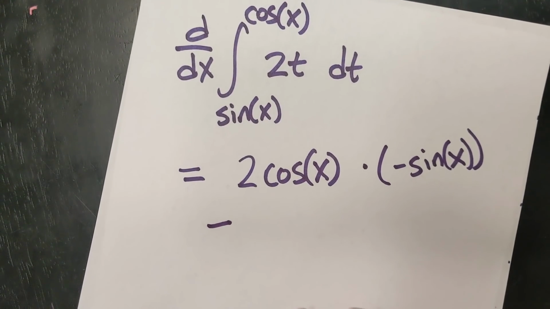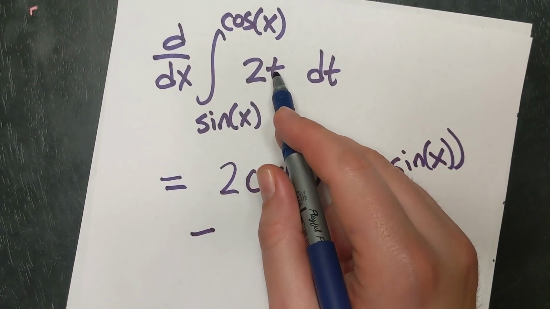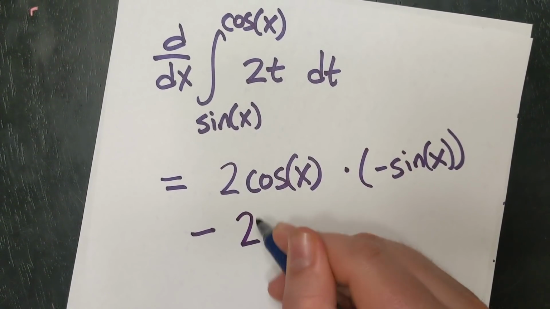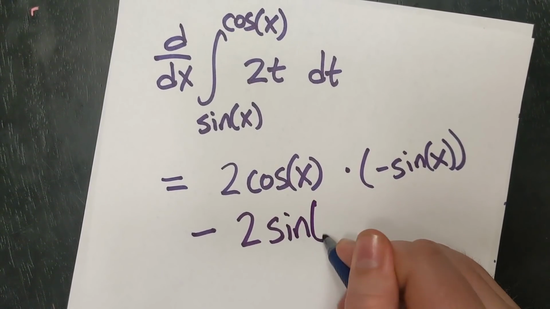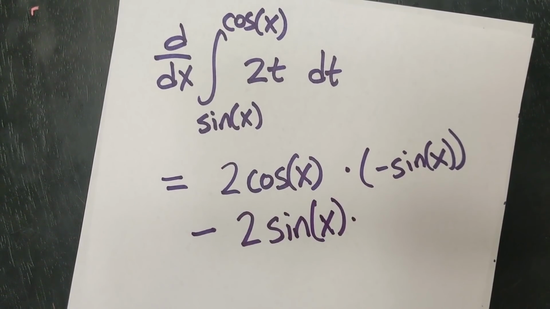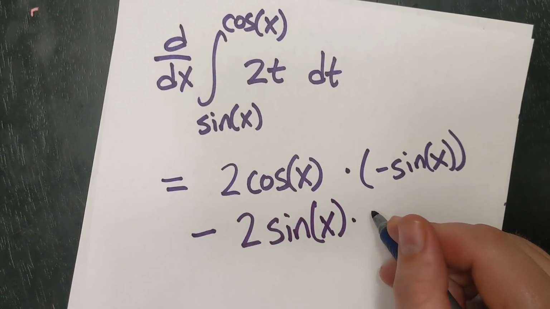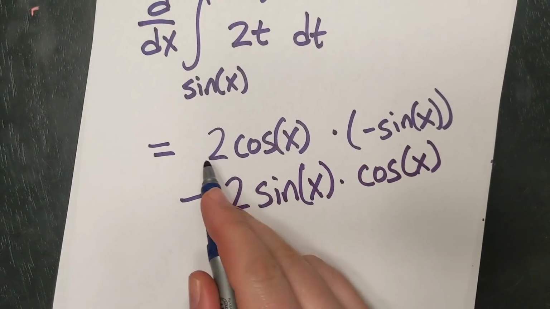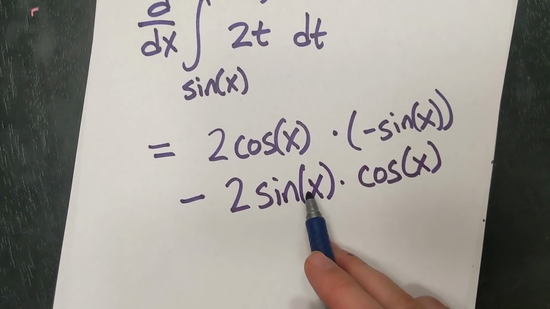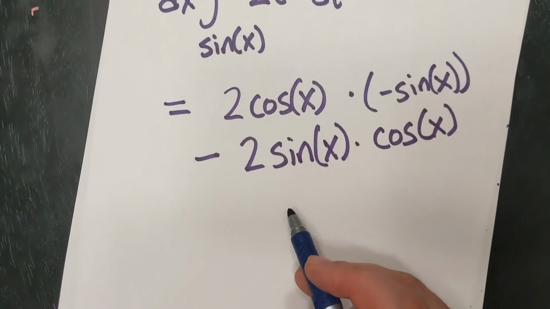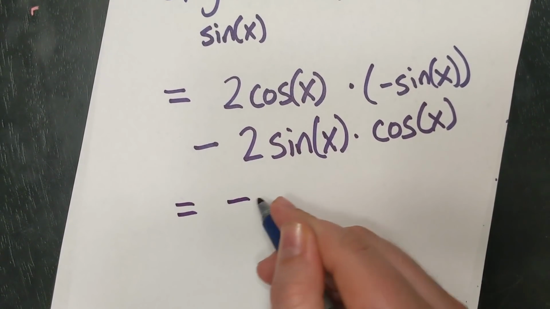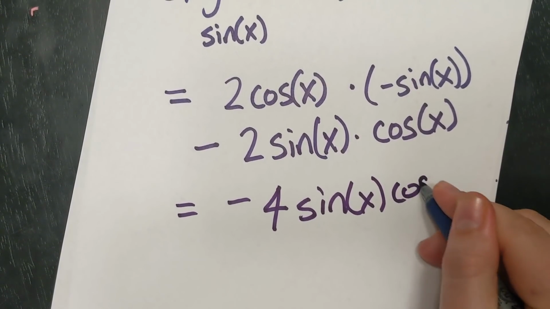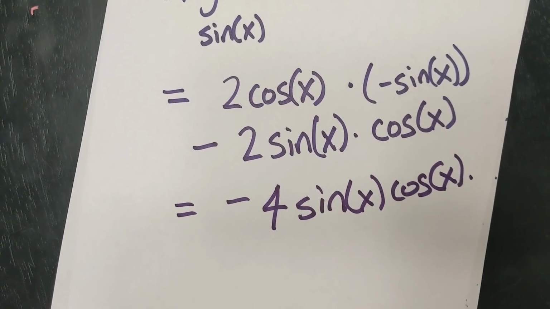Minus the antiderivative with sine plugged in, but then you take the derivative, so it's just the original function with sine plugged in, but then by your chain rule, times the derivative of sine. So that's times cosine of x. And these are actually the same thing, -2 cosine sine, -2 cosine sine. So this just comes out to be -4 sine of x cosine x.